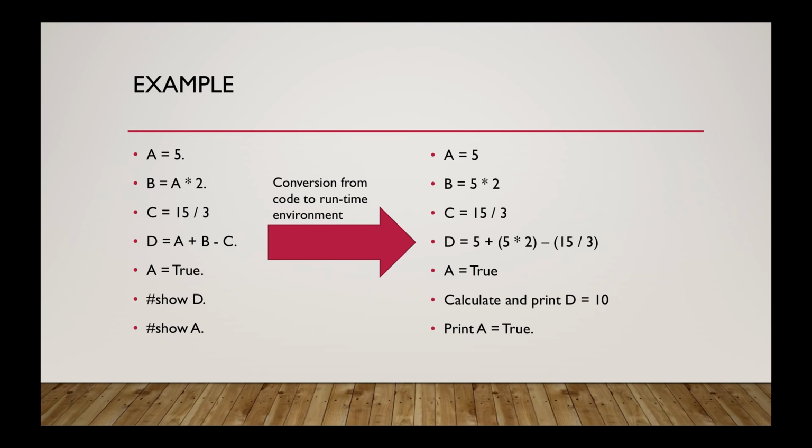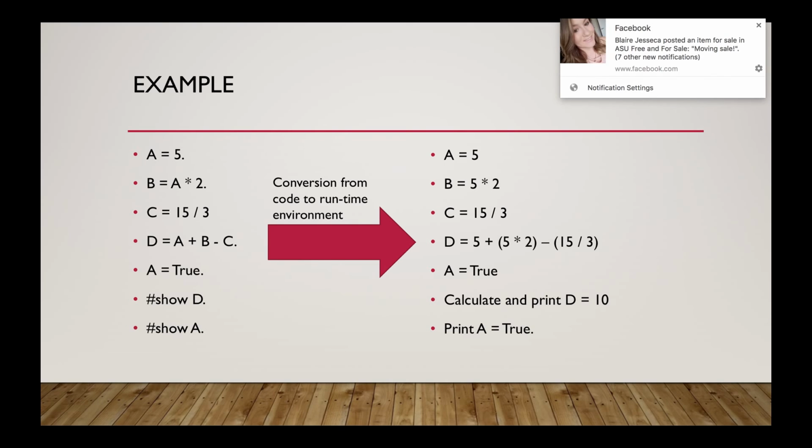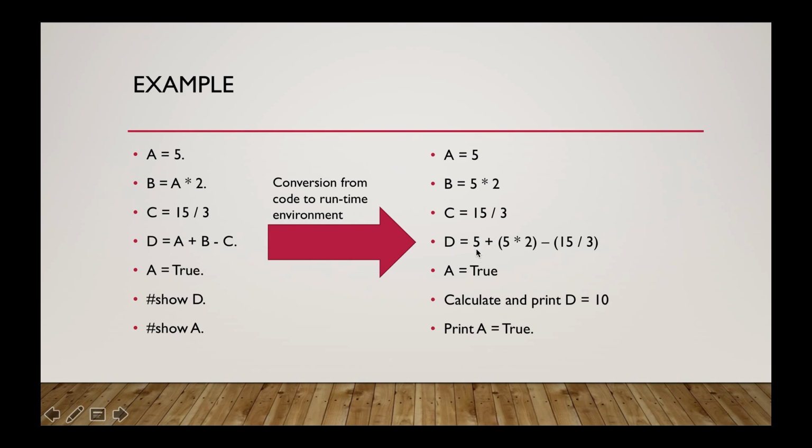So if we look at how we are evaluating it on the right hand side, we can see that a equal to 5 is handled as it is. The value of variable b is not evaluated to 5 times 2, which is equal to 10. The 10 value is not being stored in the variable b. Instead, we are storing the expression 5 times 2 as the value of b. Same goes for the variable c. The value 15 divided by 3 is being stored as it is, and it is not being evaluated further. If we look at the fourth one, the value of variable d, it is again an expression which says 5 plus 5 into 2 minus 15 divided by 3, and it is still not evaluated or calculated at this point.